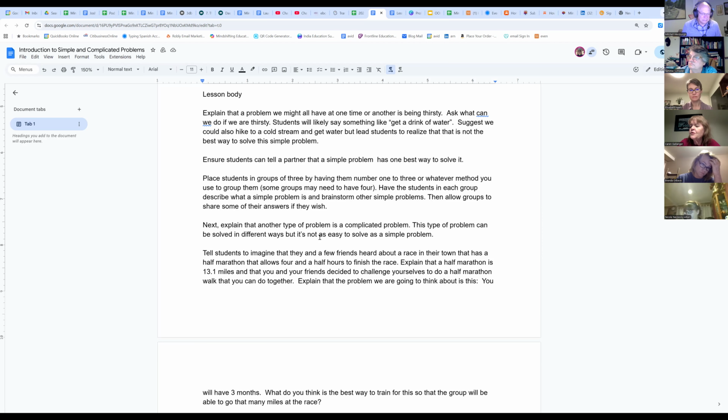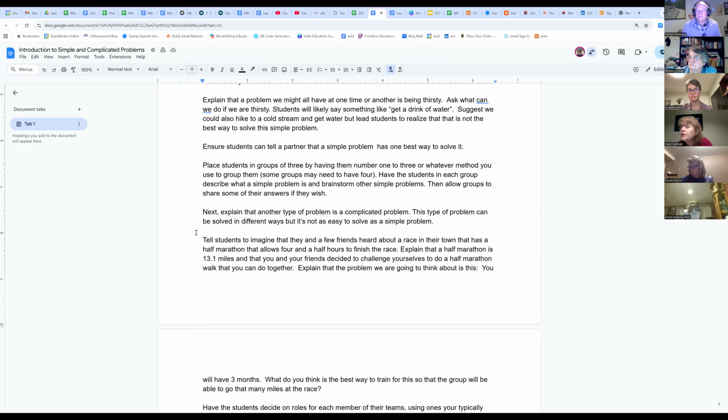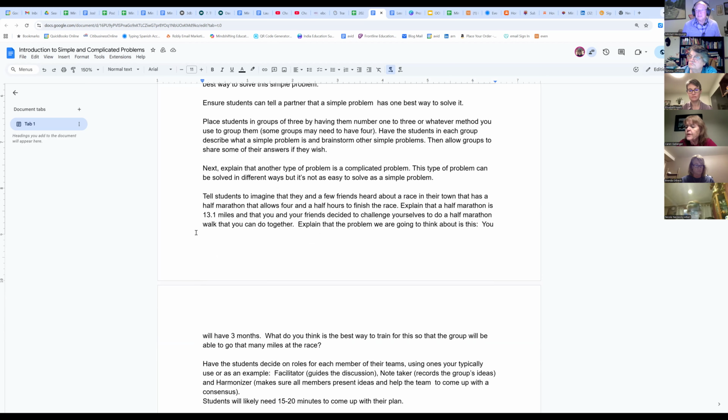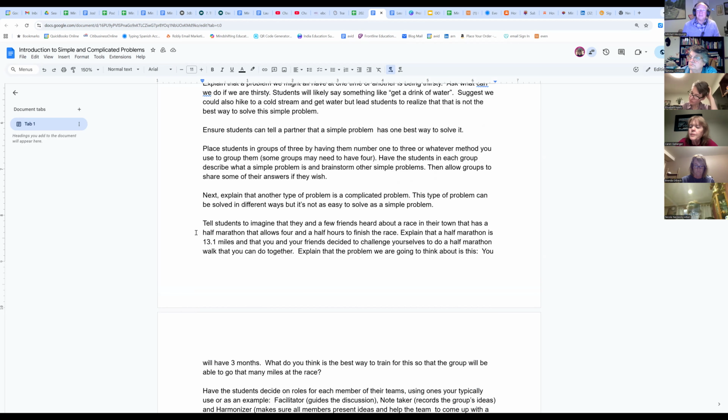And then I would introduce a complicated problem. And so let's see where I am here. I would get ready to put them into groups. So I think I could do it after this. I would tell them that this is a kind of problem that can be solved in different ways, but it's not as easy to solve as a simple problem.